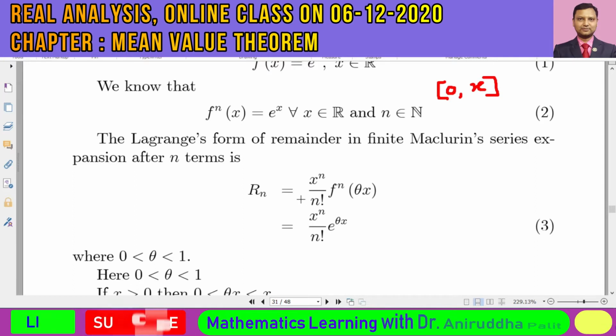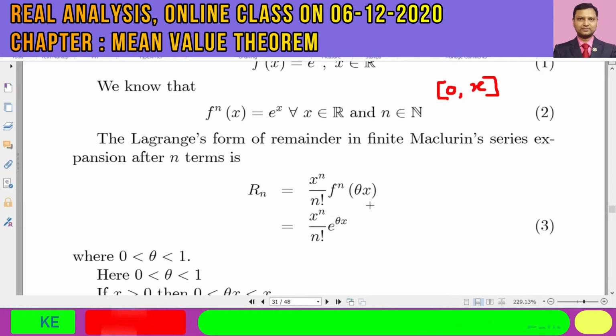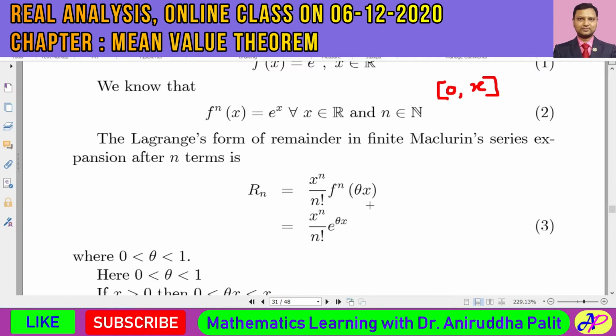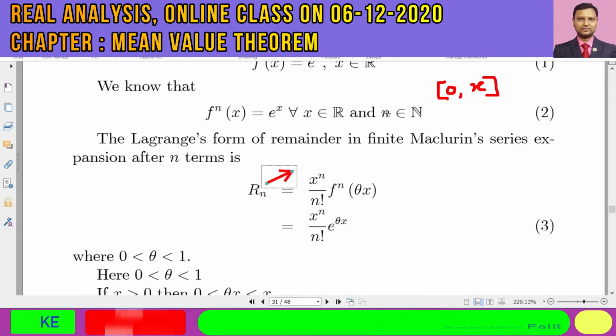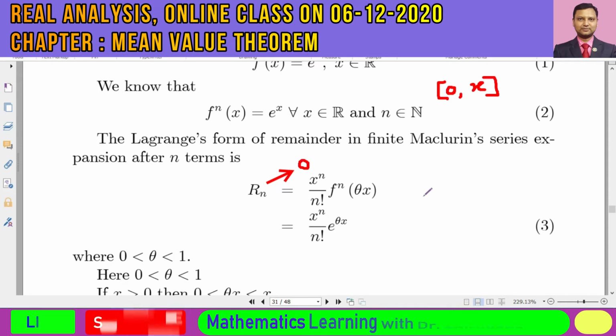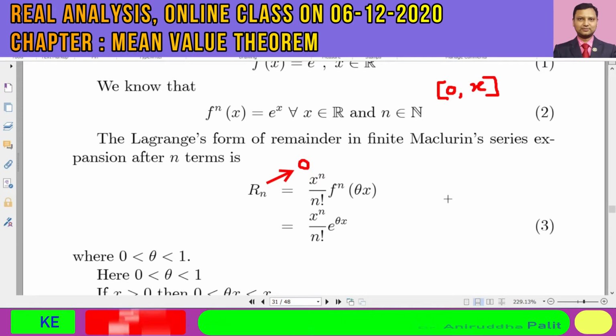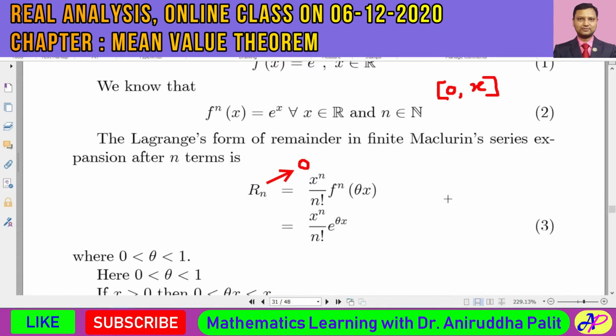Anyway, now over here for the simplicity we are considering the Lagrange's form of remainder, but sometimes in other cases, the expression of Lagrange's form of remainder would not give us the required result. Our target is to show that this remainder Rn should tend to 0, got it, as n tends to infinity. And sometimes the Lagrange's form of remainder, which is actually the simplest form of remainder after n terms, we use Lagrange's form of remainder.